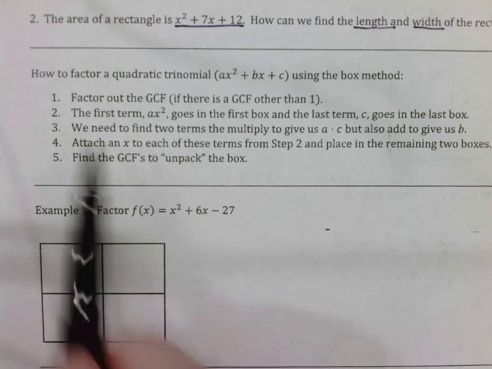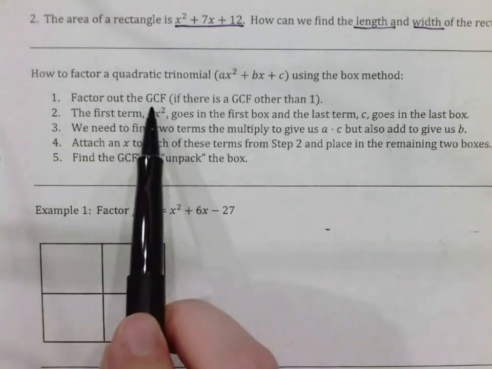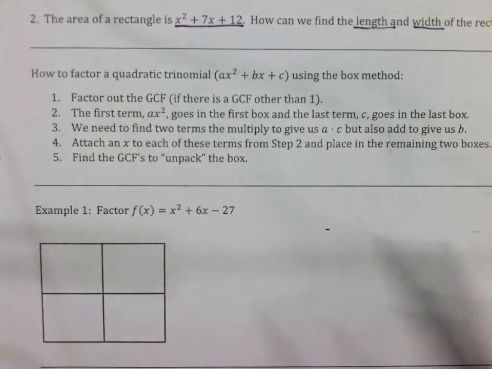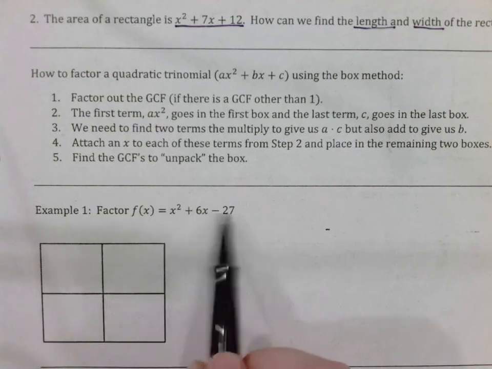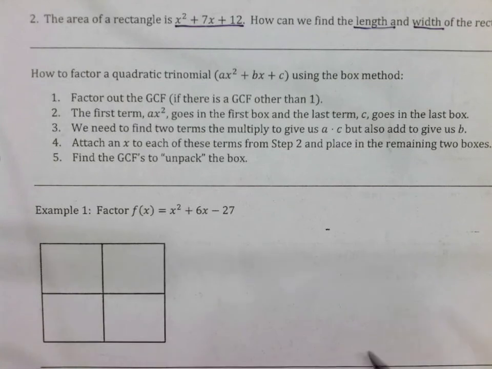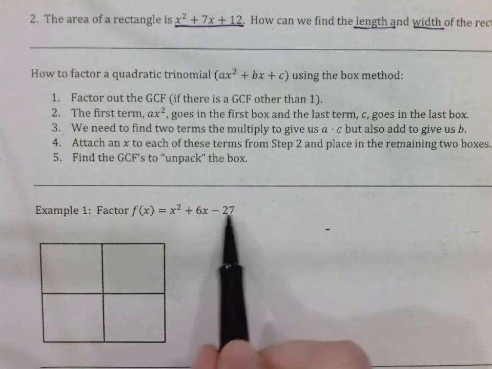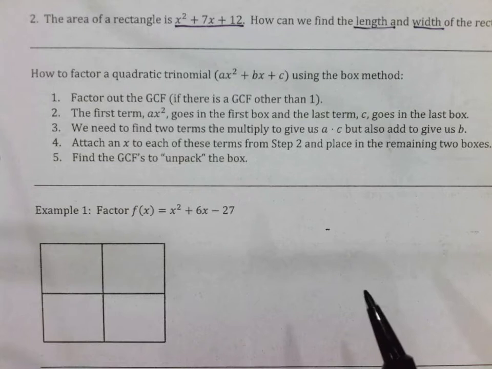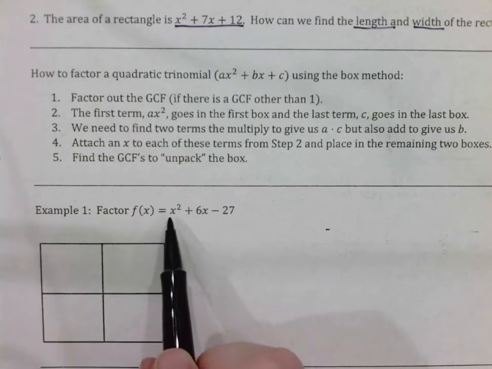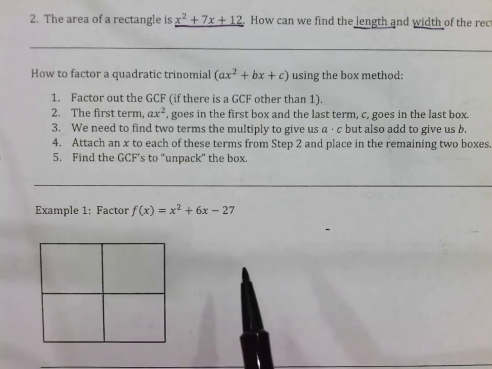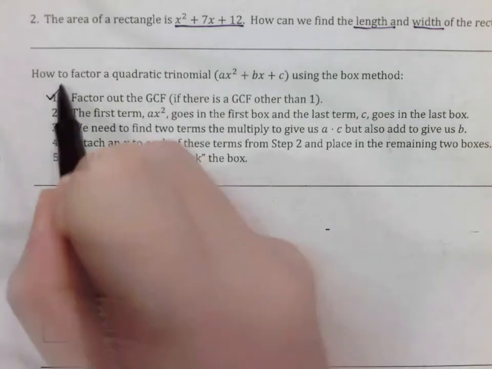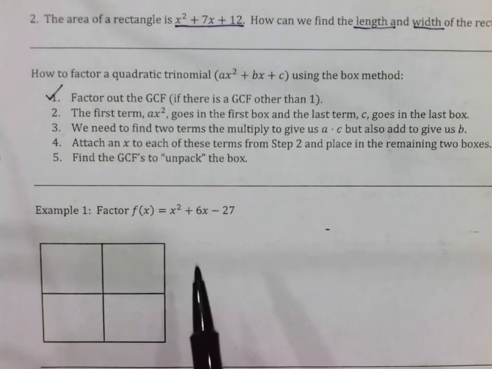So the first step is we always want to factor out the GCF, if there's a GCF other than 1. So here, is there a greatest common factor, something I can divide all three of these terms by? And the answer is no. I can't pull out an x because this one doesn't have an x. Can't use a 3 because I can't do x squared divided by 3. That doesn't work. So we're just going to go ahead and jump into the rest of this. If there was a GCF, we always have to pull that out first for this to work out. And I'll show you an example like that when we get to number 3.